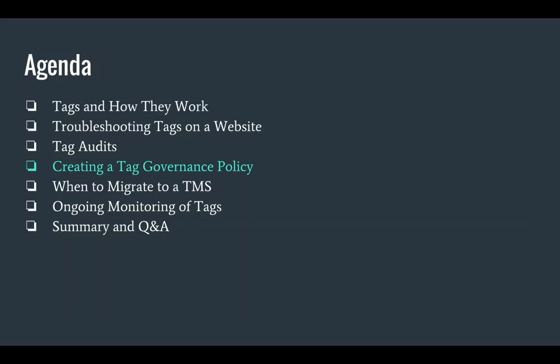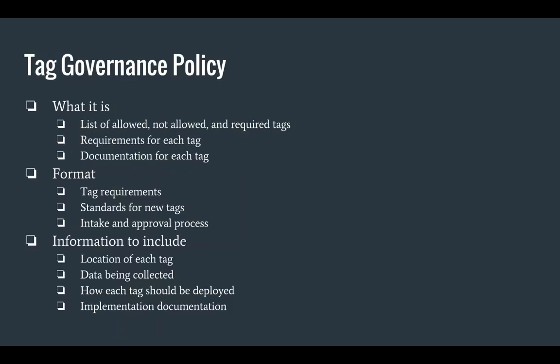Once we have that really good idea of what's going on, that current state, we can then start making strategy decisions about what should be here, what shouldn't be here, what should be collected, what shouldn't be, and how these different things need to play together within the same ecosystem. And that's where the creation of a tag governance policy or a tag policy comes into play. We recently did a separate webinar focused solely on the tag governance policy because it can be very in-depth. But essentially what I'm talking about is just a list of allowed, not allowed, and required tags.